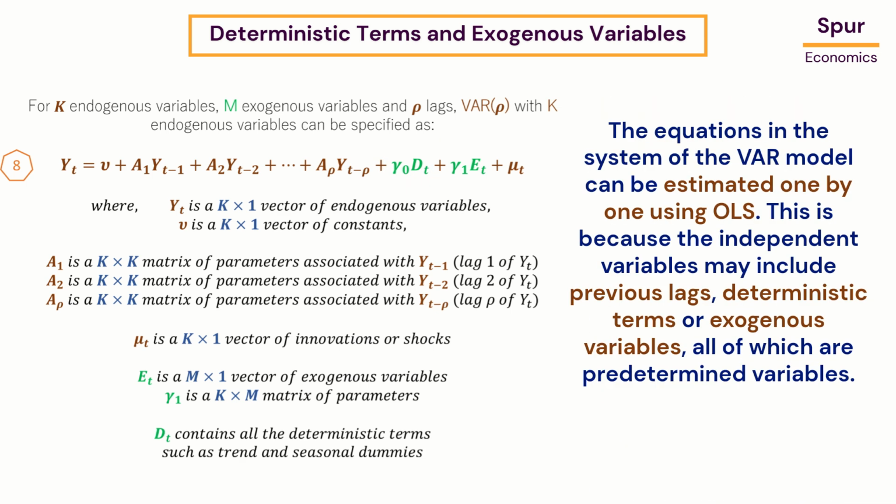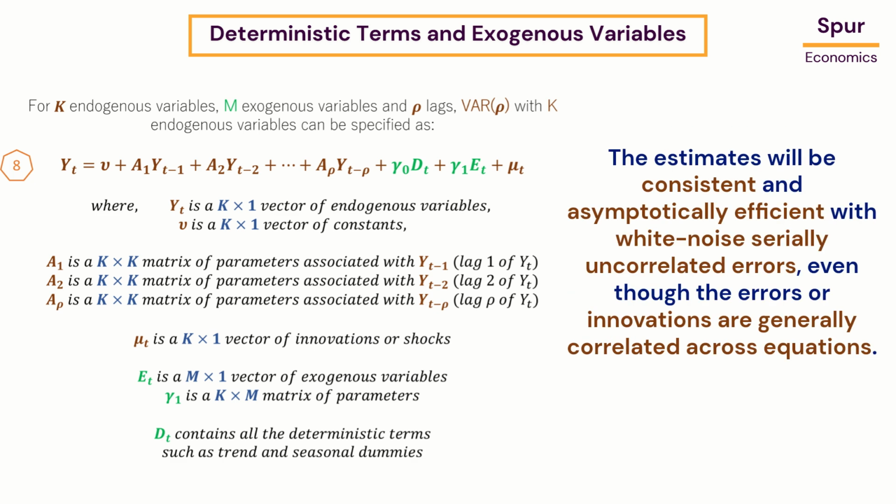The equations in the system of the VAR model can be estimated one by one using OLS. This is because the independent variables may include previous lags, deterministic terms, or exogenous variables, all of which are predetermined variables. The estimates will be consistent and asymptotically efficient with white noise serially uncorrelated errors, even though the errors or innovations are generally correlated across equations.